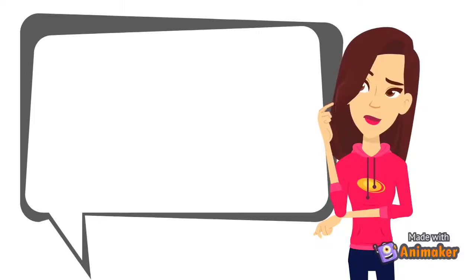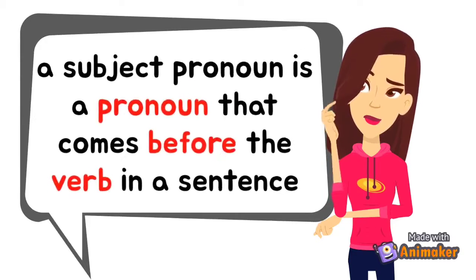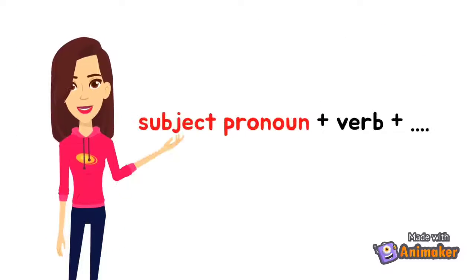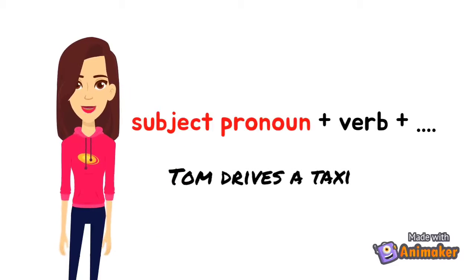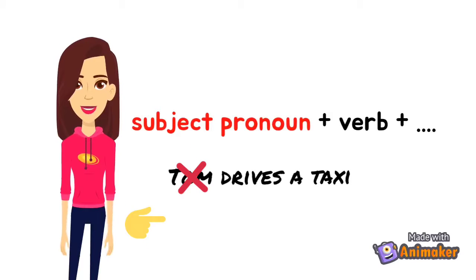Maybe you ask yourself, what is a subject pronoun then? Obviously, it's a pronoun, but because it's a subject pronoun, it comes before the verb of the sentence. Earlier, we had this example that Tom drives a taxi. We can use a pronoun instead of Tom, and because Tom is the subject of the sentence, we have to use a proper subject pronoun, which is he. So our sentence is, he drives a taxi.